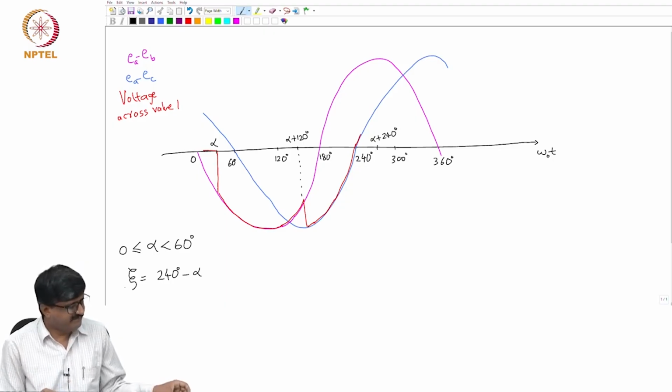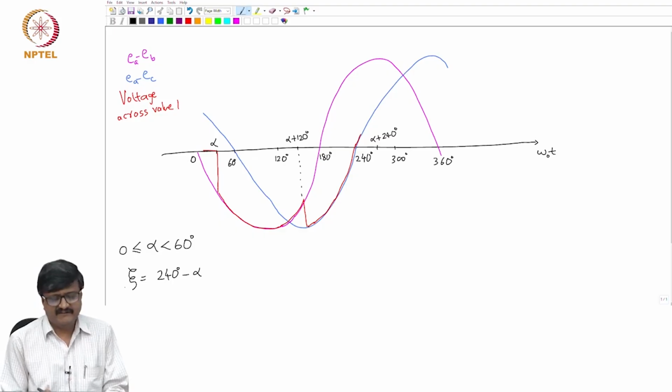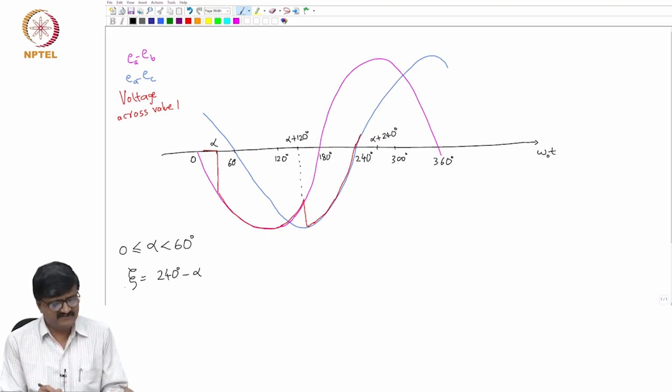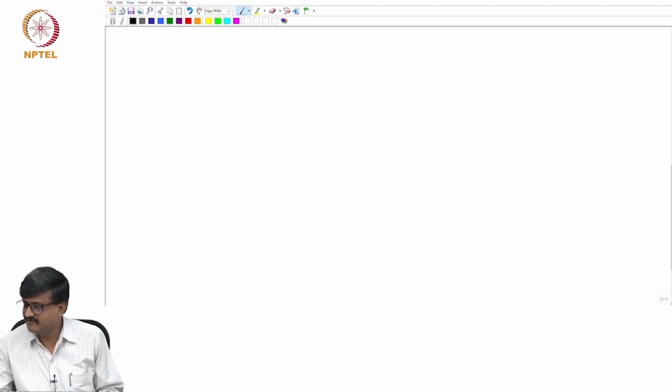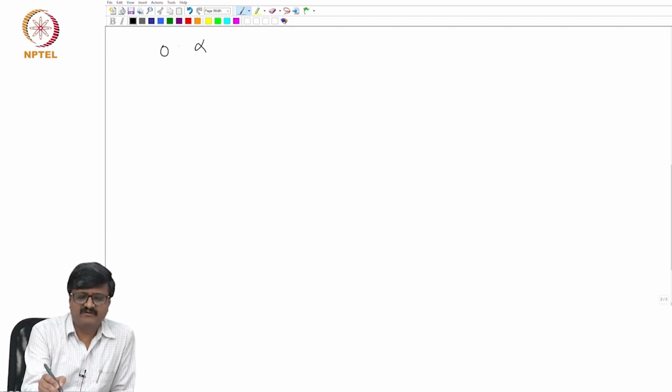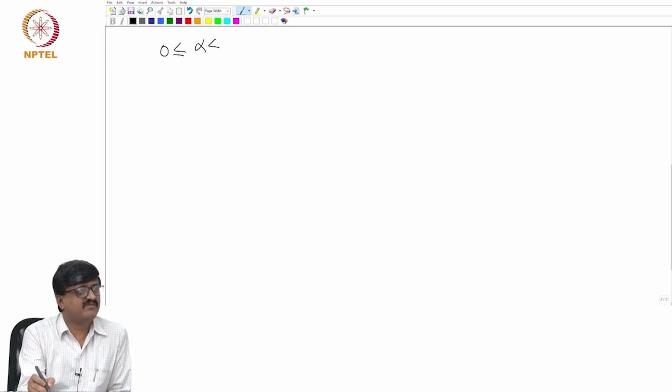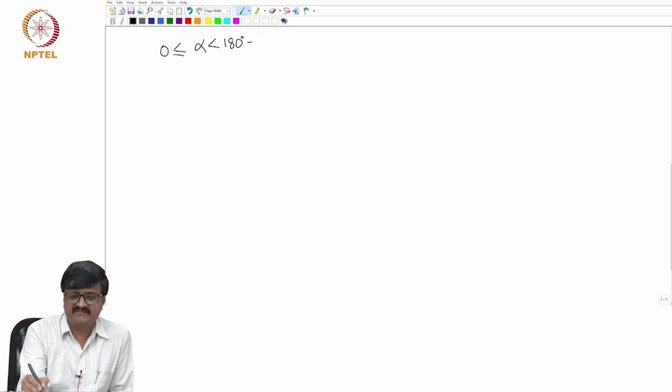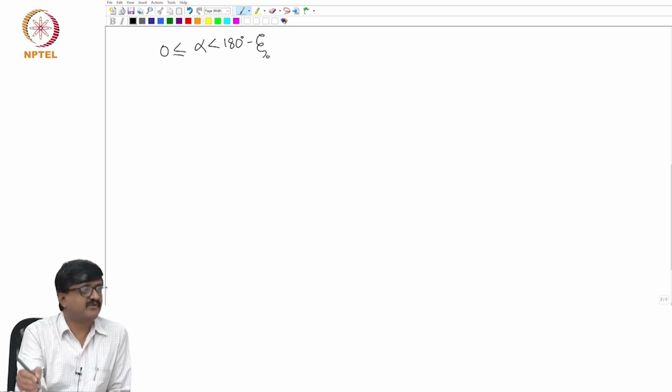Now, that means for rectifier operation, even for alpha greater than 60, what is the maximum value? In the last class we saw alpha can take any value between 0 and, what is the maximum value? 180 degrees minus psi naught. Okay.